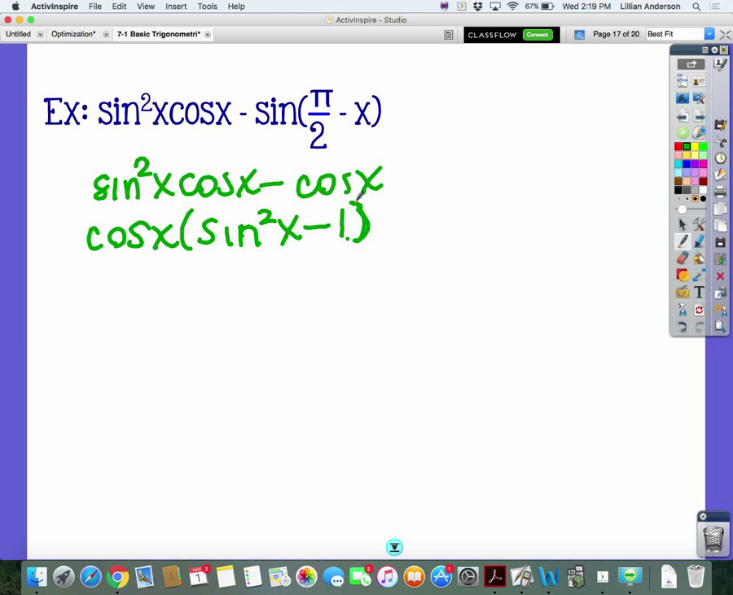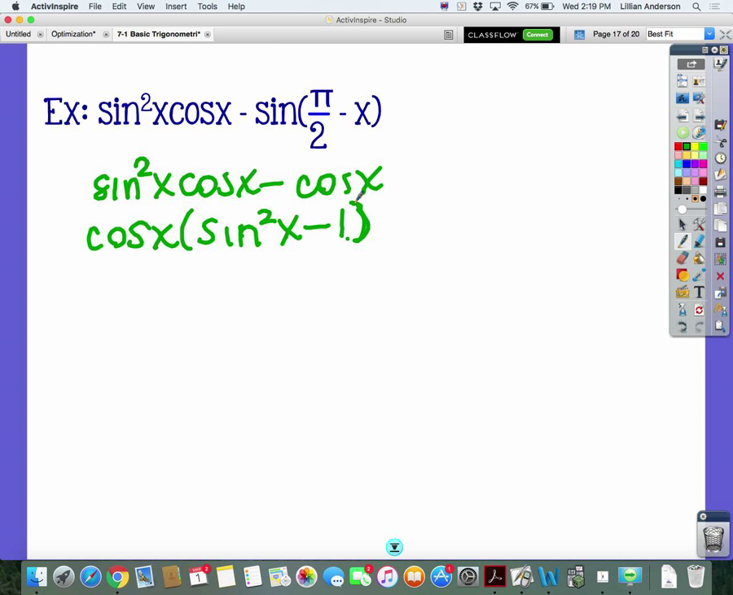Why would you put minus 1? Because when you factor out a cosine from both terms, there's still a placeholder here. So anytime you factor out exactly what they have in common, there's always a placeholder for 1. Another way to check, if I distribute this back in, I need that 1 placeholder to give me that minus cosine x. Okay? Now, is sine squared x minus 1, isn't that something?